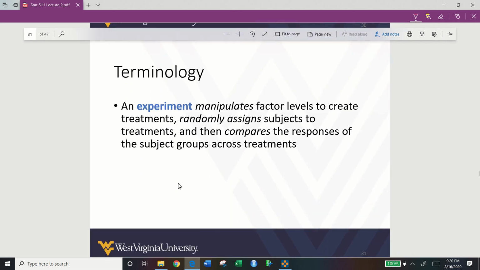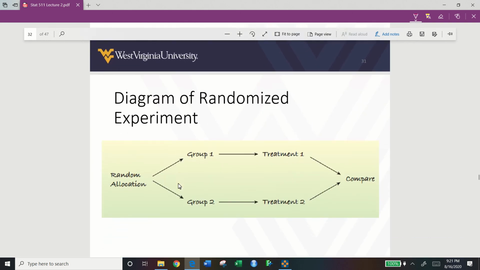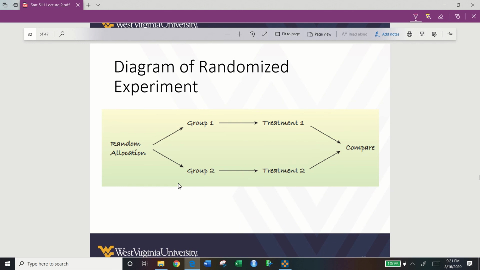So what really is an experiment? Well, an experiment manipulates factor levels to create treatments, randomly assigns subjects to treatments, and then compares the responses of the subject groups across the treatments. So this is a nice diagram of a randomized experiment. We start by a random allocation of our resources. So for example, we might split our things into our 2 groups, then apply our different treatments, and then compare the results of our treatment.